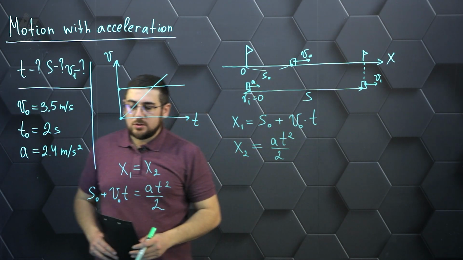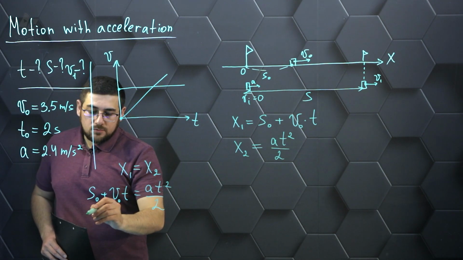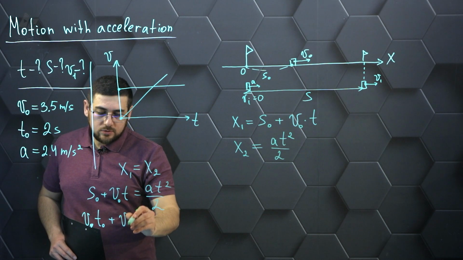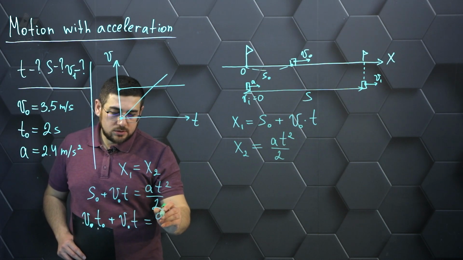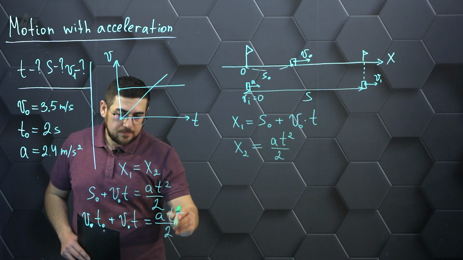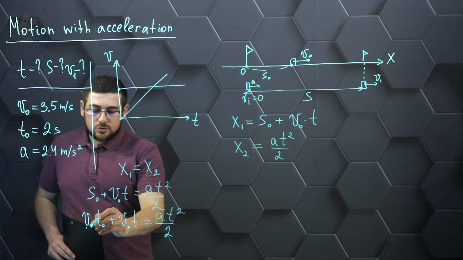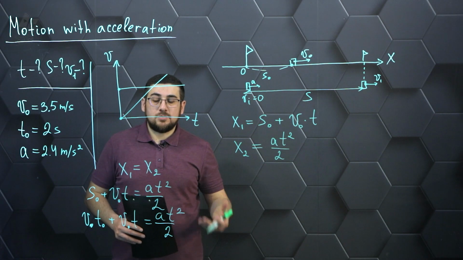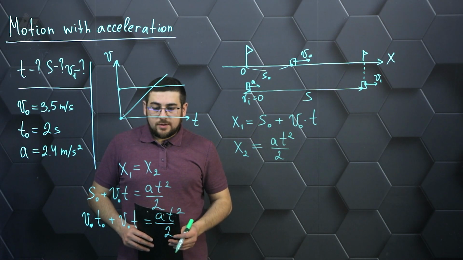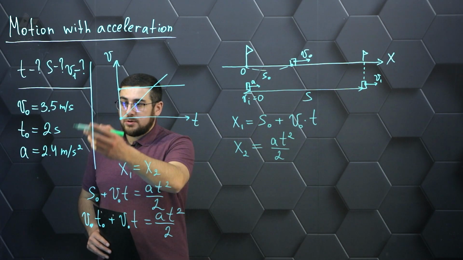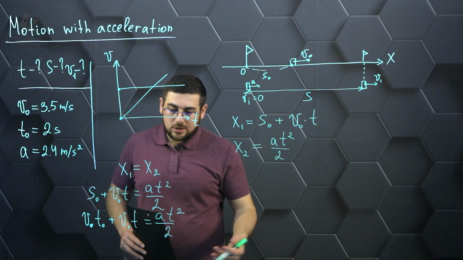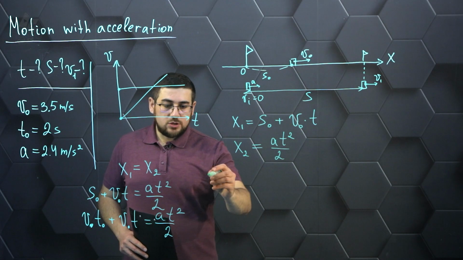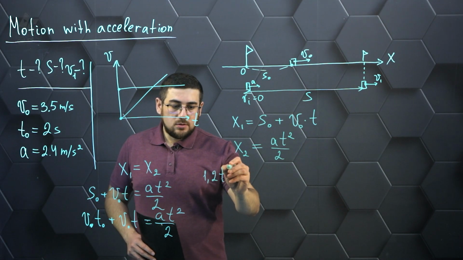That is, S0 equals the initial velocity v0 multiplied by t0, plus the initial velocity v0 multiplied by t. This equals a multiplied by t squared divided by 2. So we can make this substitution assuming that the motion of the first cyclist was uniform. So let's substitute here the numerical values of the parameters that we have, and we get some equation. Acceleration is 2.4 divided by 2. We get 1.2 t squared.